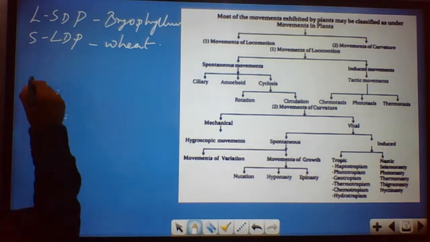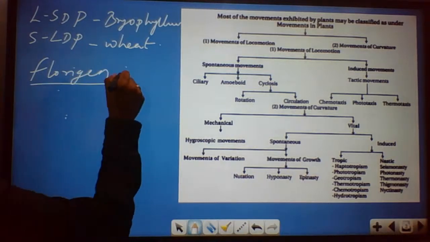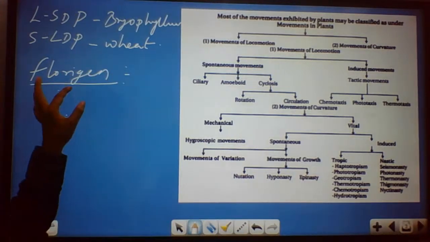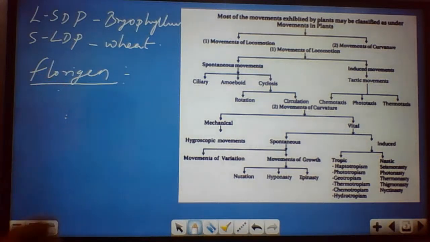Now let us discuss something about florigen. What is florigen? Florigen is a kind of hormone. What type of hormone is it? It is a hypothetical hormone.